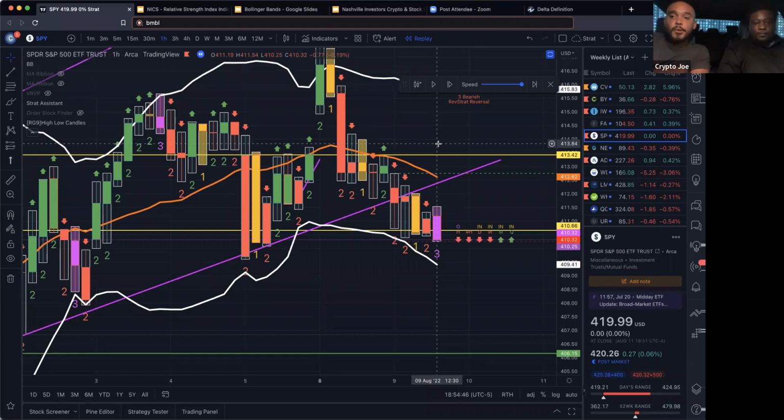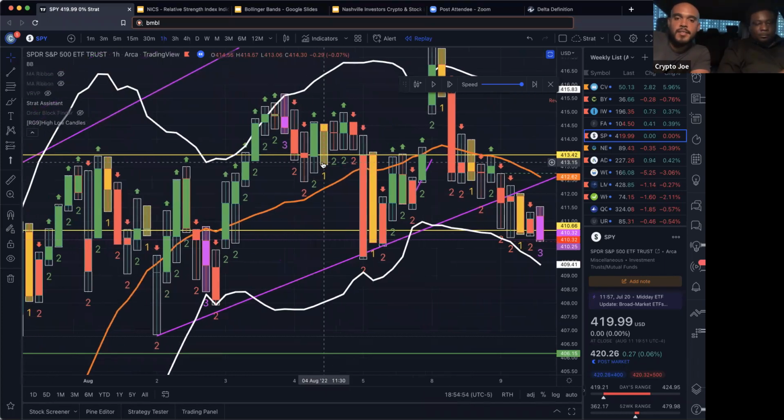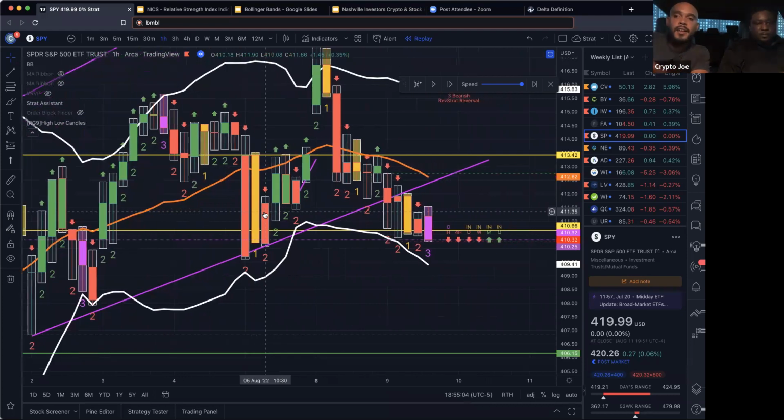So why is that important? Well, it can tell you where the market may go. If it's an inside candle, we have indecision. It means we're not sure which way we want to go directionally. If we have a 2, it's telling us momentum is shifting in that direction. And if we have a 3, the market is going to make a bigger move than what we're seeing in recent history.